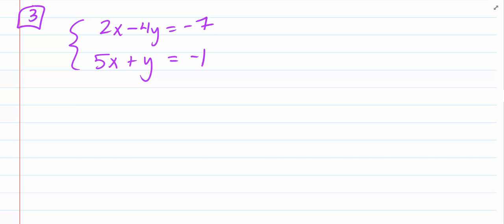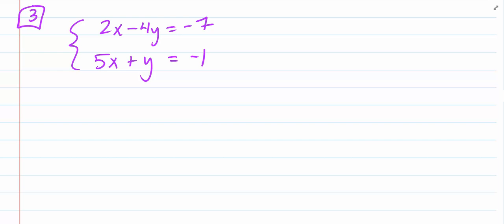What do we call the numbers right in front of the variables? Coefficients. Okay, so there are no coefficients that have the same value. But notice that the x coefficients are both positive, right? The y coefficients have opposite signs. So we're looking for the ones that have opposite signs because we want to add these together.